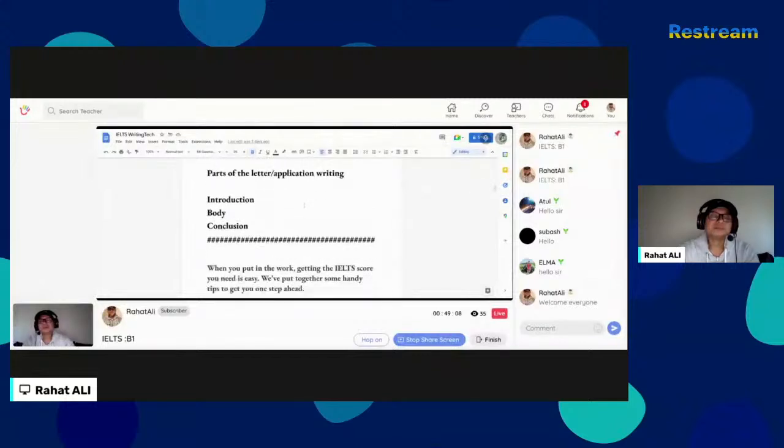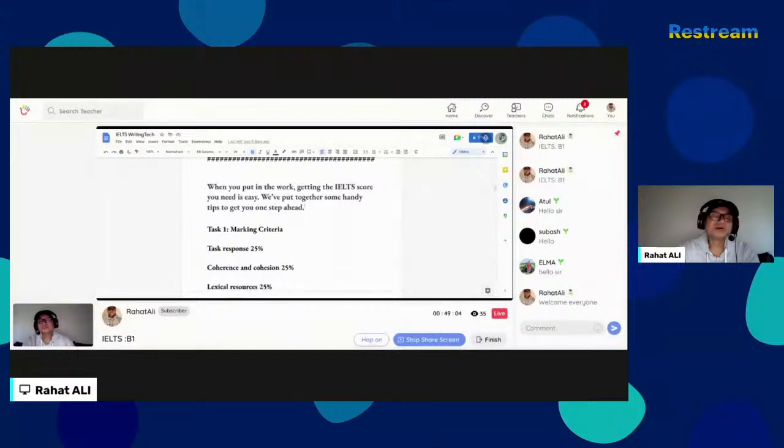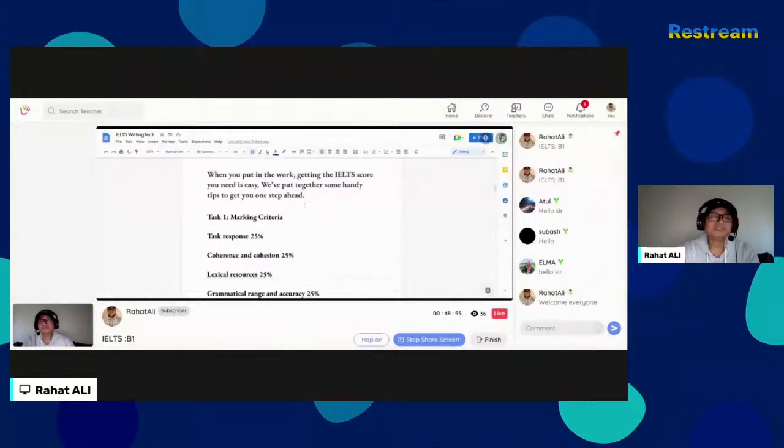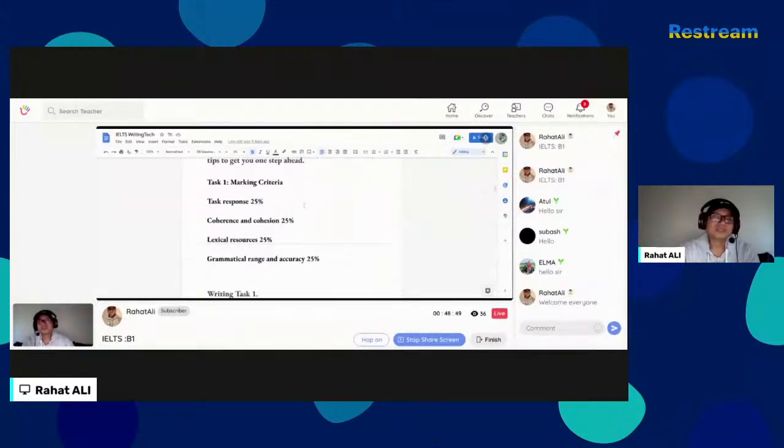Okay, and before that, once again, the marking criteria are task response 25%, coherence and cohesion 25%, lexical resource 25%, grammatical range and accuracy 25%.